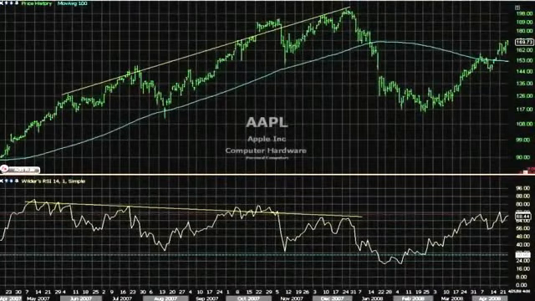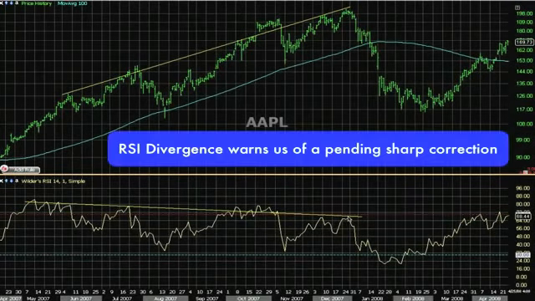RSI divergence is the third way to use RSI. You can use it for both analysis and entries. I will show an entry on RSI divergence later. But first, here's the analysis. Here we see price makes higher highs, RSI makes lower highs. This tells us that the current trend can end sharply and soon.